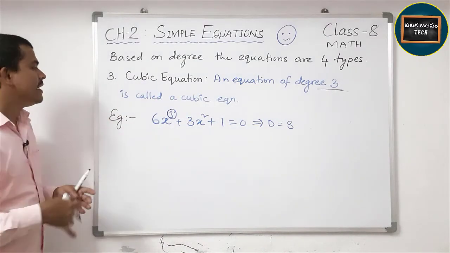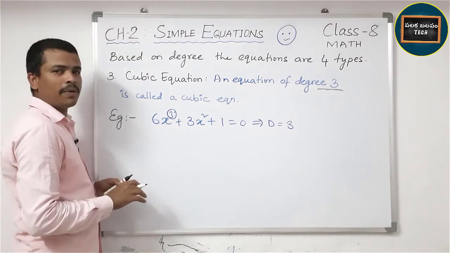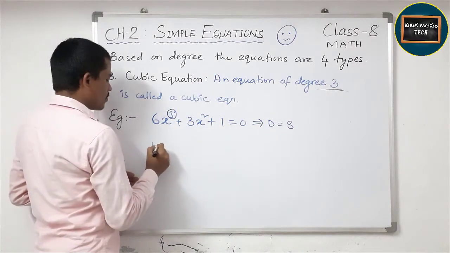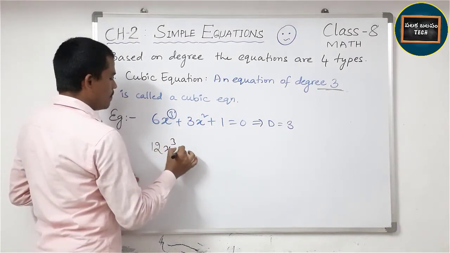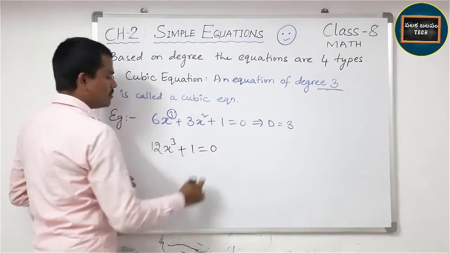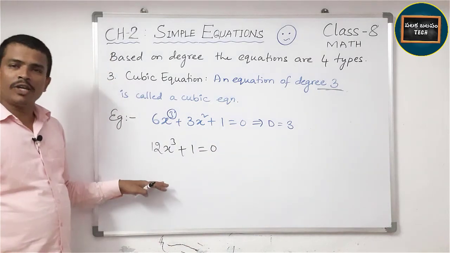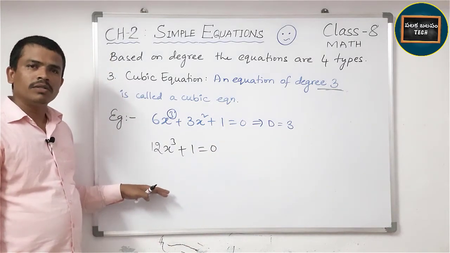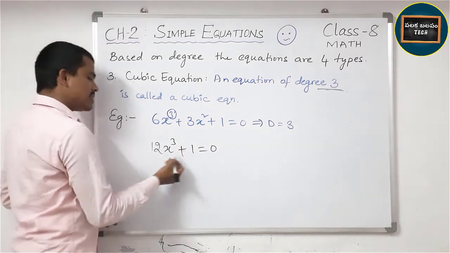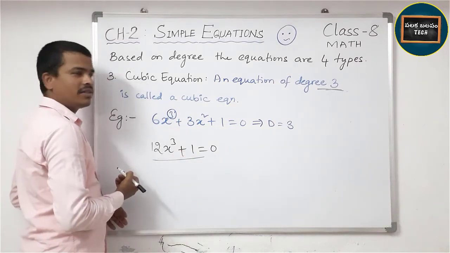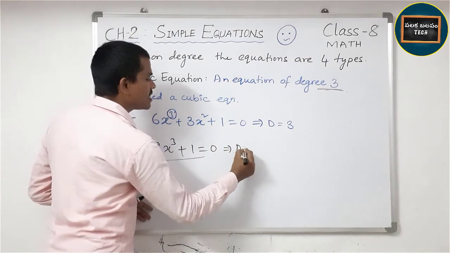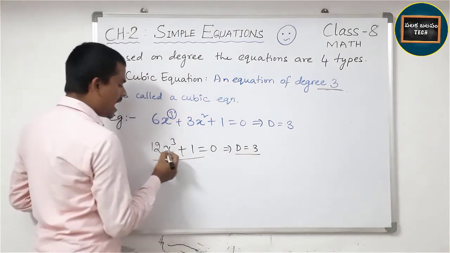Understand? Next, let us take one more example. 12x cube plus 1 equal to 0. Is it a cubic equation? Yes. Why? Because the degree of the equation is 3 here. Degree is nothing but the highest power of the variable.